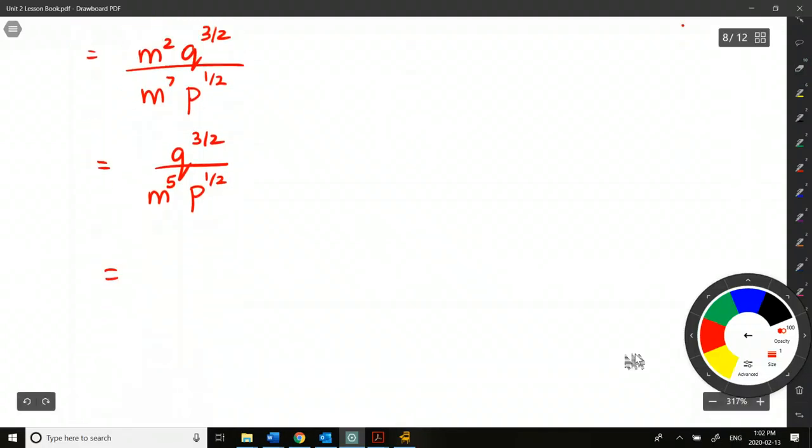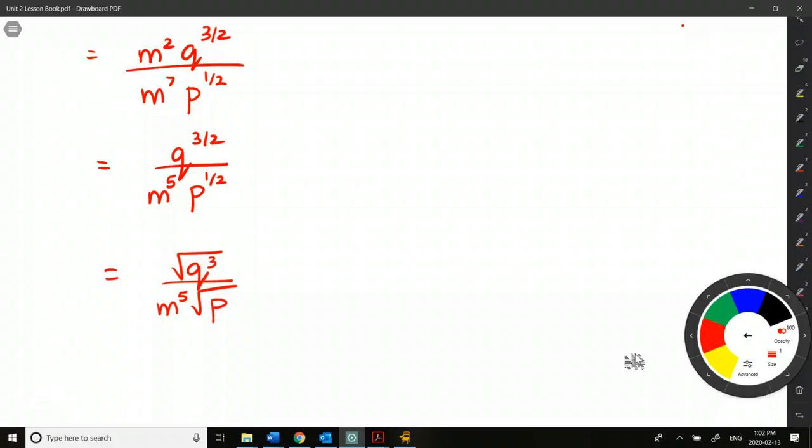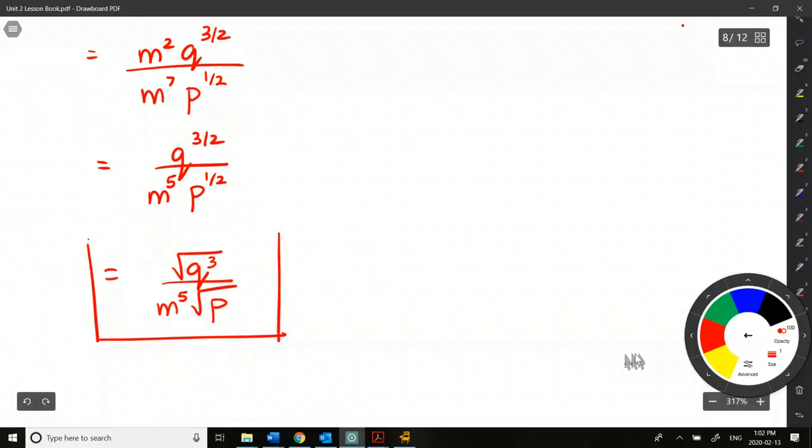Okay, and then I'm just going to switch these back to their root form. So any rational exponents, we'll switch back to roots. Just be mindful, we don't want it to look like this is a 5th root here, so maybe what we would even do is just write m to the 5 times root p, just so that it doesn't look like m and then 5th root of p. So just make sure that you're clear here.